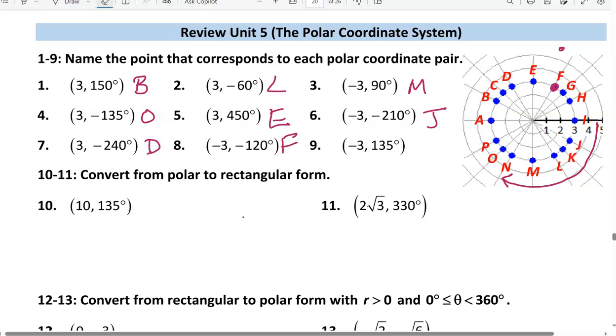For number 9, negative 3, positive 135. So we're going to rotate to positive 135, and if the radius is negative, we're in the opposite direction, which brings us to point K.